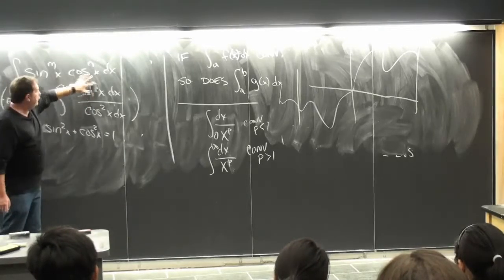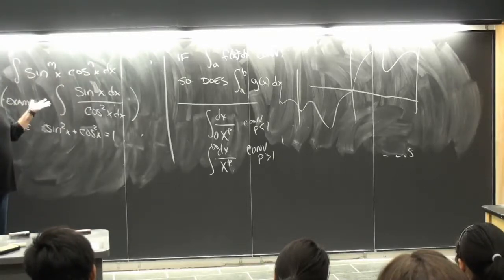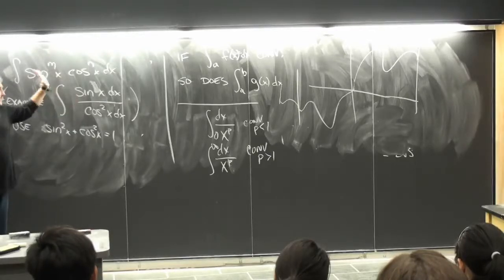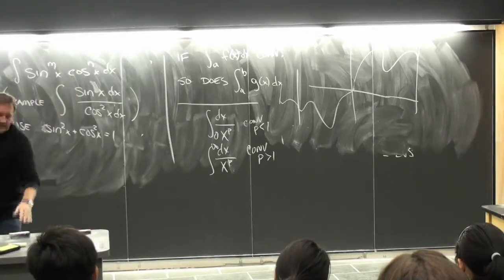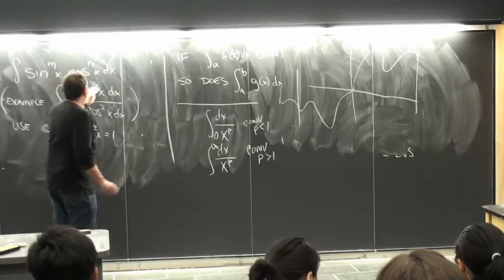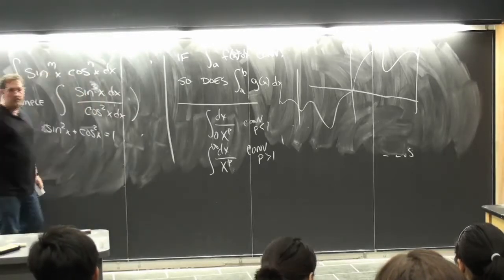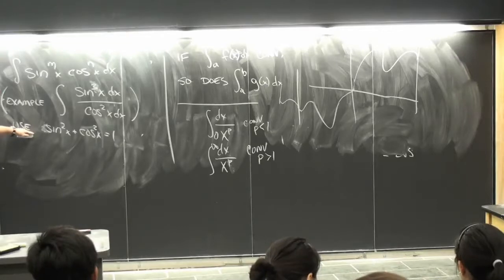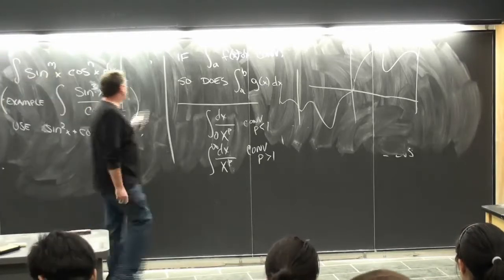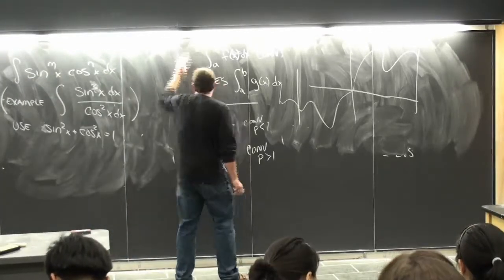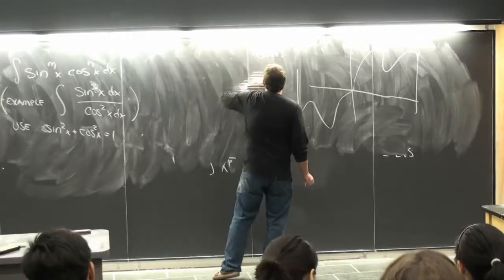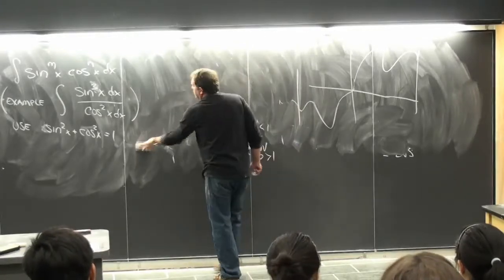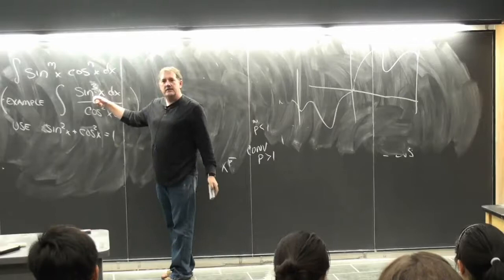See, if this power was 1, we're done. u equals cosine. This is 1 over u du, negative. 1 over u squared du, negative. Easy. But it's not a 1, it's a 3. So we want it to be a 1. So we'll use this fact. Let me just do this example and then I'll write the rule. So we can use this fact to turn all but one of these sines into cosines.